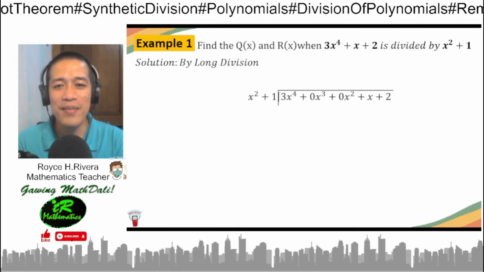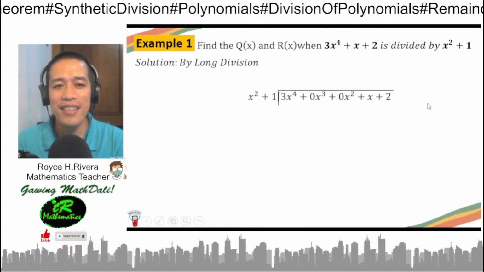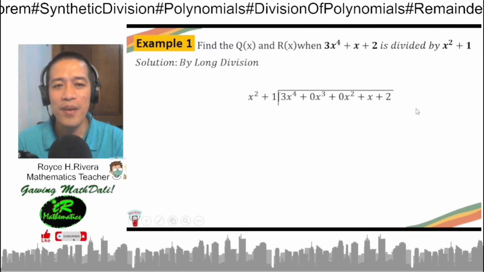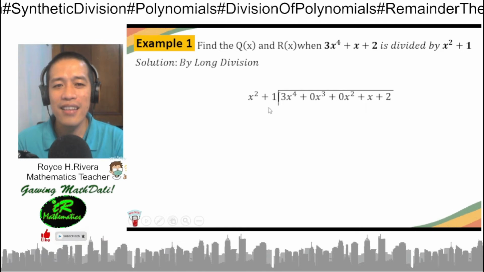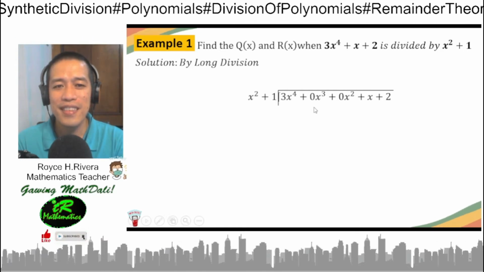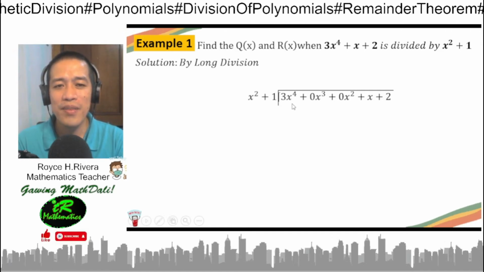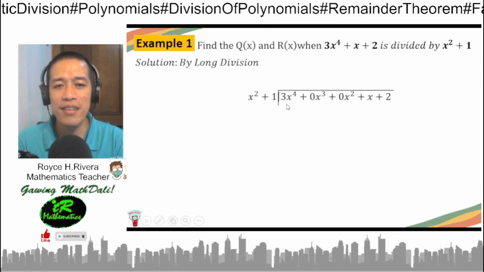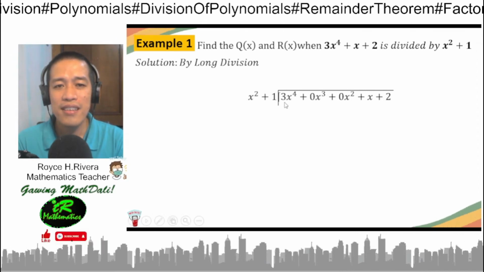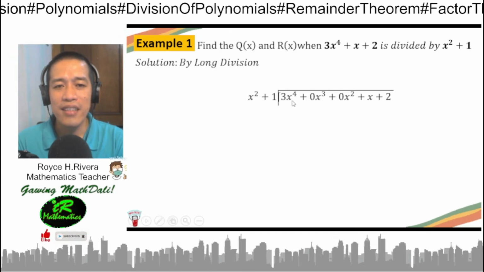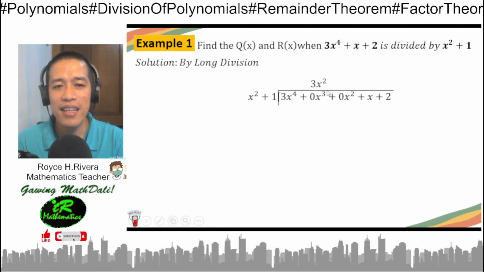We will continue dividing until we get a remainder that is equal to 0 or a polynomial that is of degree less than the divisor. So in dividing polynomials, the first thing to do is to divide the first term of the dividend by the first term of the divisor. So 3x raised to 4 divided by x squared, and we will get 3x squared.